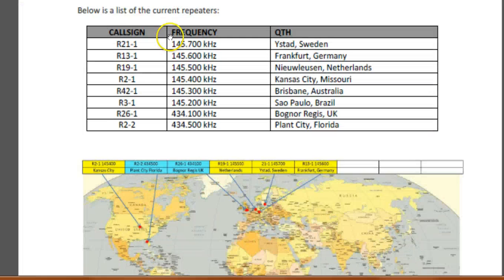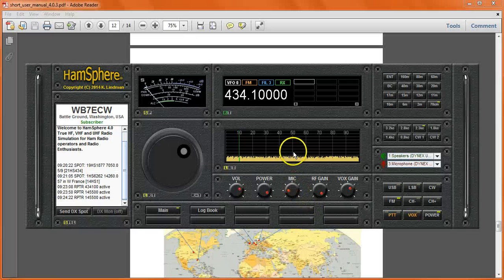VHF/UHF repeaters. So it says that on the 2 meter band there are 1, 2, 3, 4, 5, 6 repeaters on these frequencies. On the 70 centimeter band there's 2 repeaters, the one we just heard at 434-100 and another one at 434-500. If you are stuck, you can't figure out how to do anything, go to one of the repeaters and just transmit like normal, and see if there's anyone around to help you.